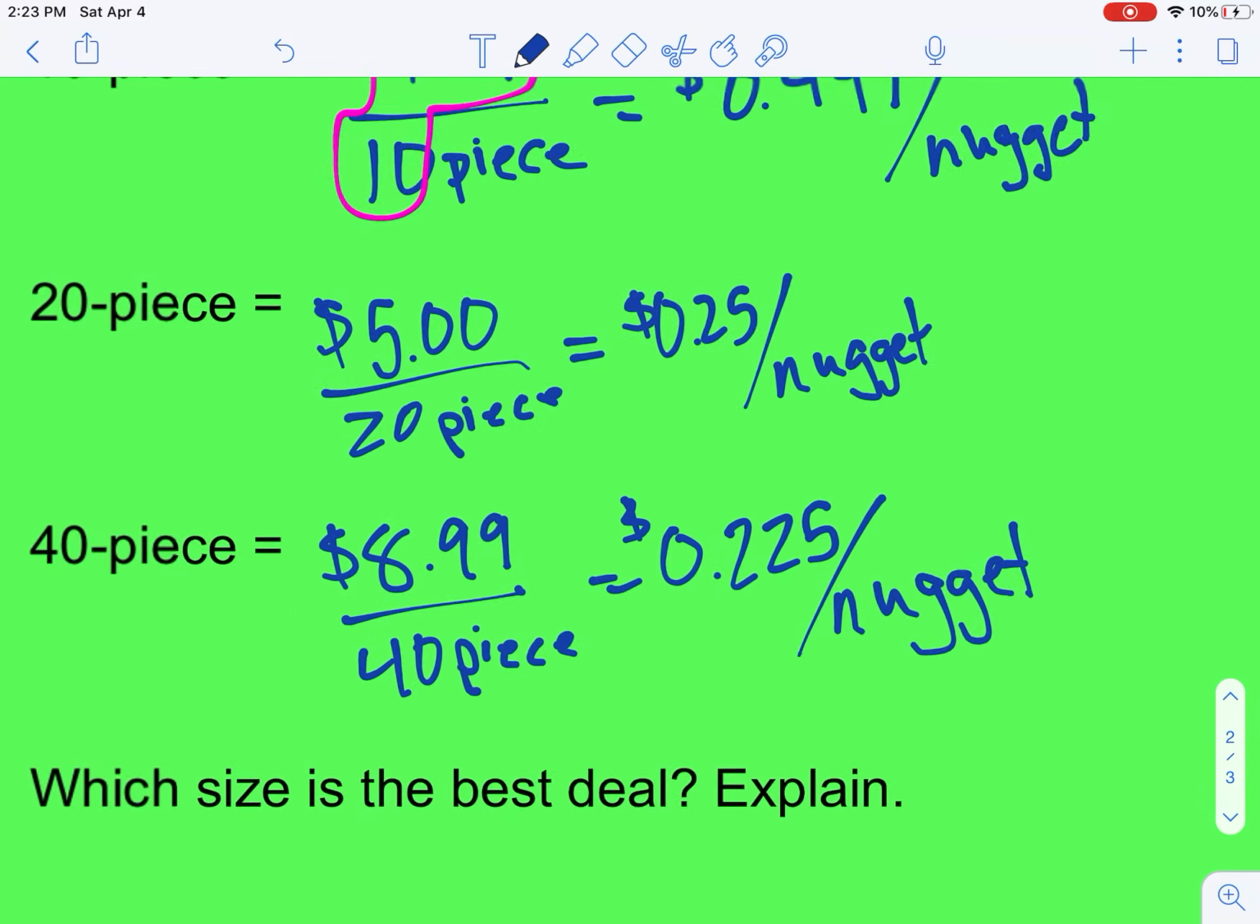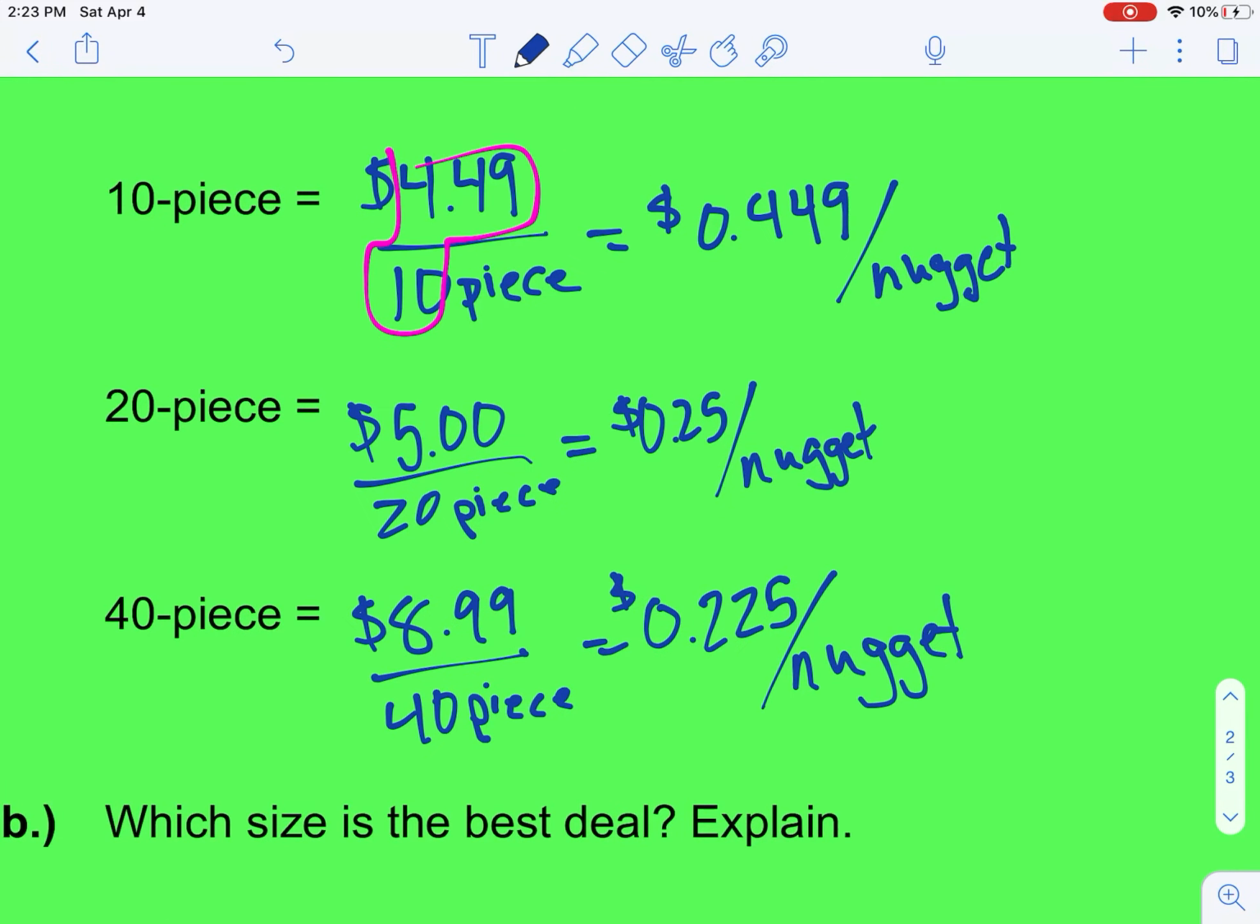Okay. So there's my answers. So if I buy the 10-piece nugget, I'm spending about 45 cents per nugget. If I buy the 20-piece, I'm spending 25 cents per nugget. If I buy the 40-piece, I'm buying about 23 cents per nugget.